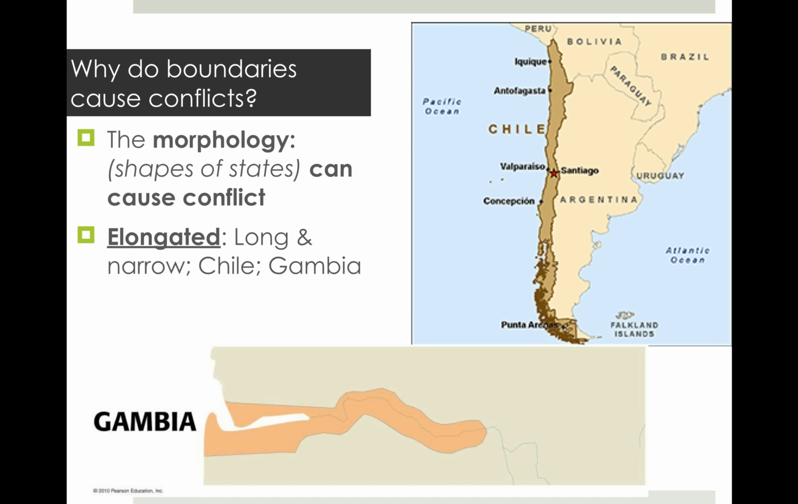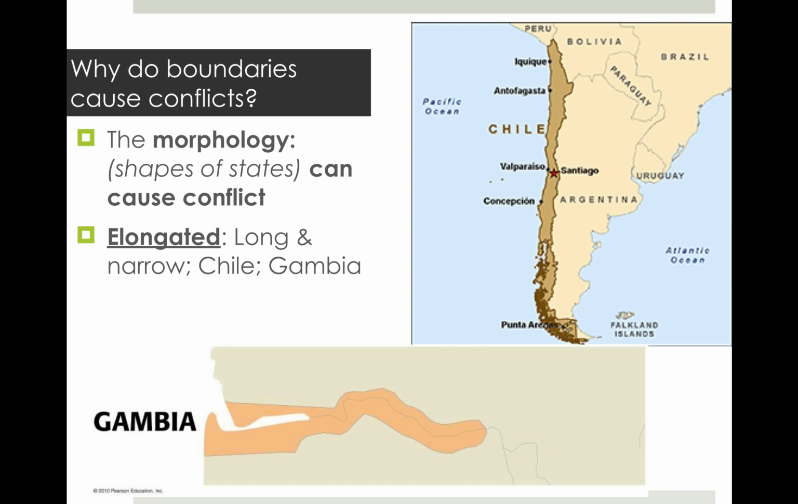The simple shape of the state can cause conflict, just in and of itself, the way in which it's shaped. A couple different shapes of states that we need to know. An elongated state, we'll put elongated on the left-hand side, is a long and narrow state. So two key examples: you can be elongated vertically, as is the case with Chile, or you could be elongated horizontally, as is the case with the country of Gambia.